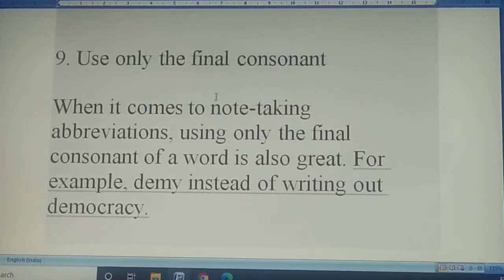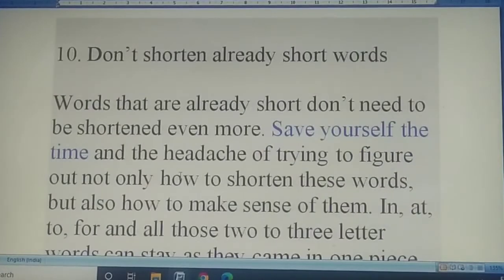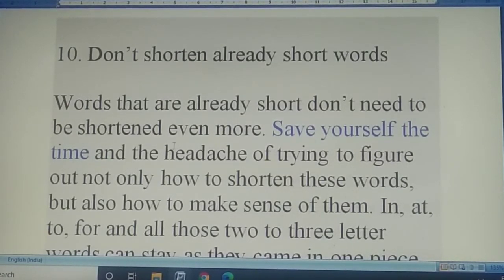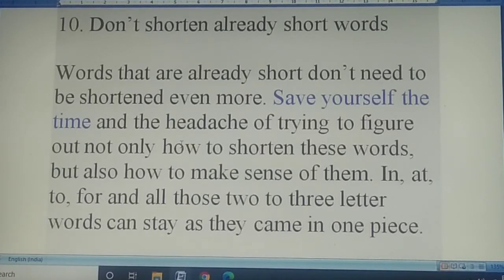So that is democracy. Then, don't shorten already short words. If a word is short, don't shorten it further. You choose the big words from the passage. Words that are already short don't need to be shortened even more. Save yourself the time and the headache of trying to figure out not only how to shorten these words but also how to make sense of them.